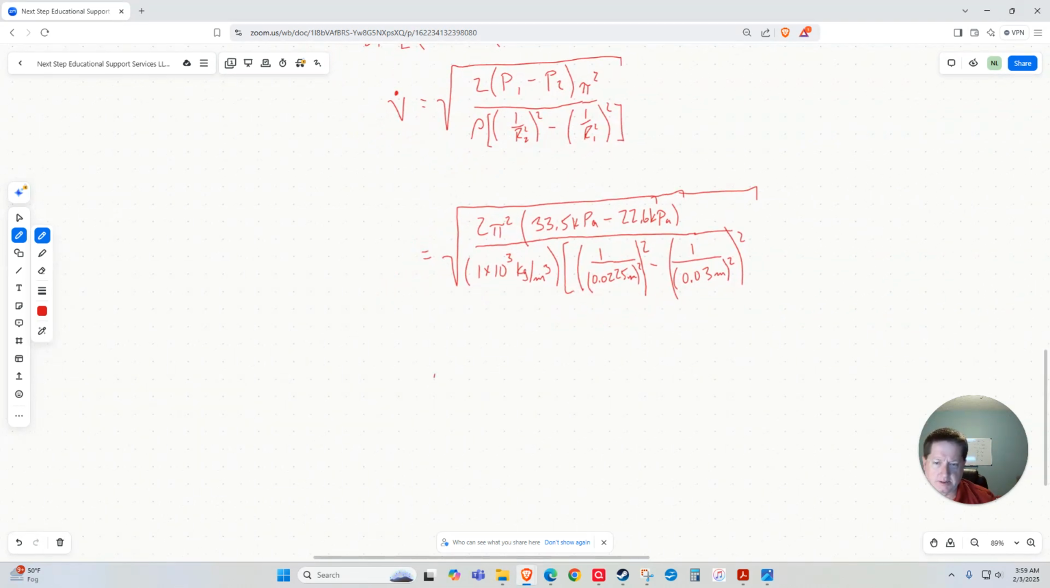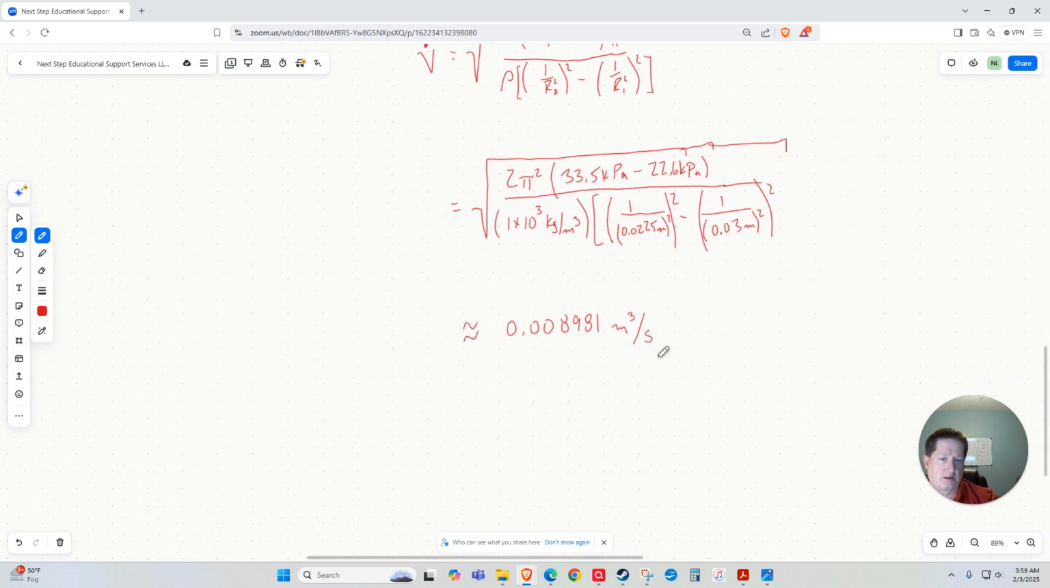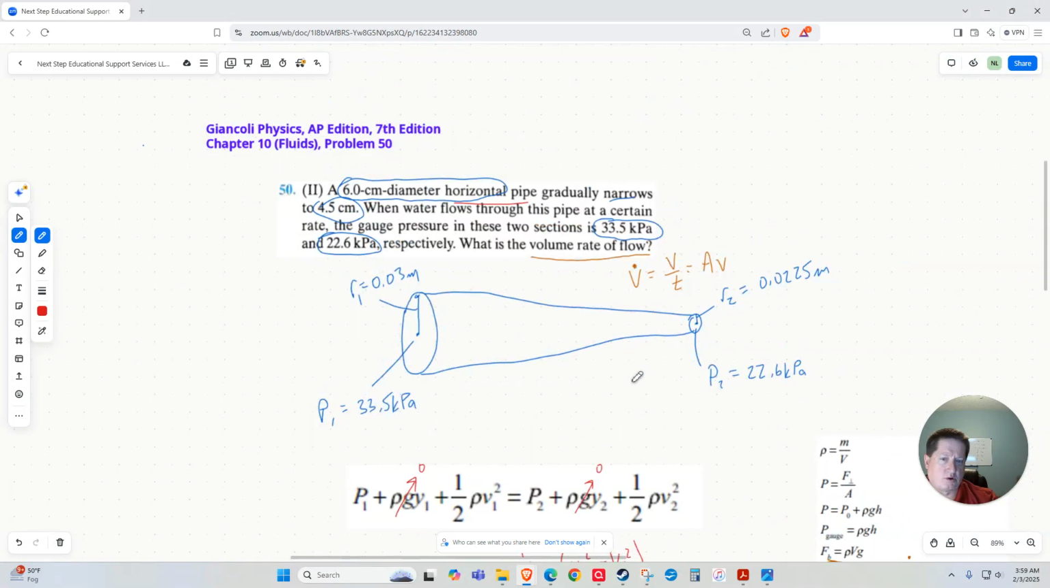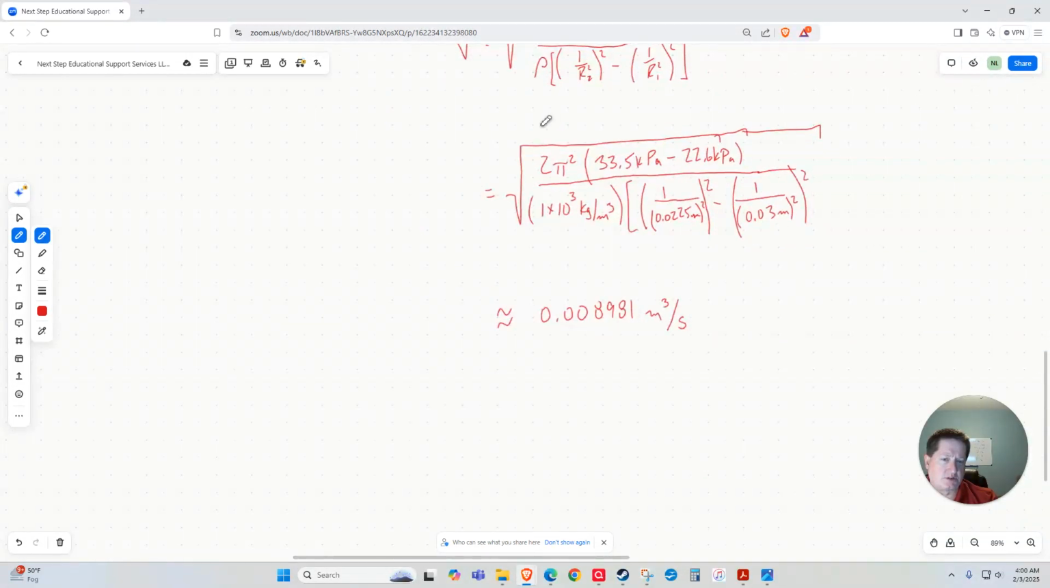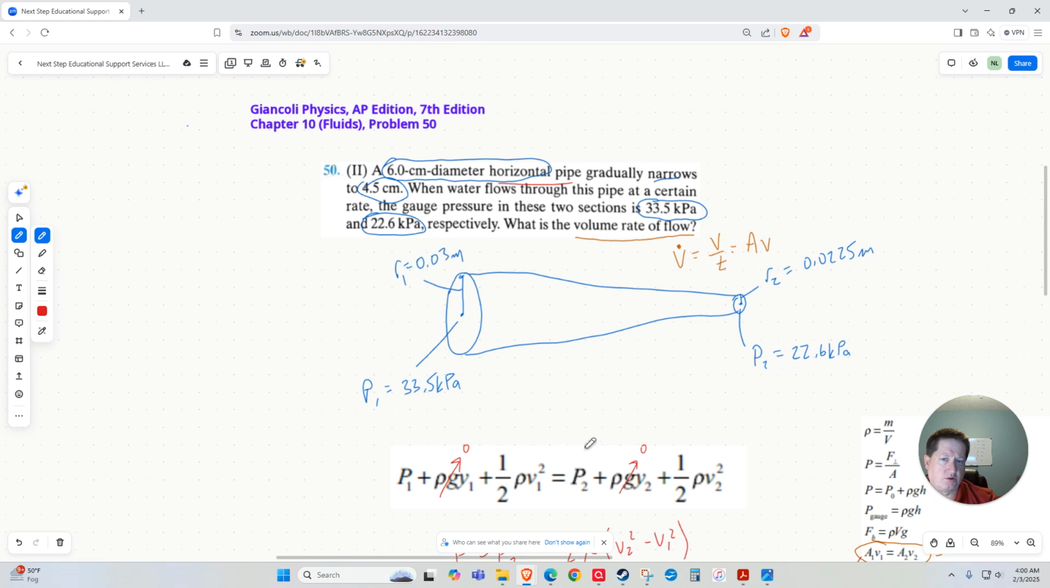Okay, after entering that hot mess into the calculator, you end up with 0.008981-ish. And again, by converting those to pascals rather than kilopascals, and that all being SI units, we're going to get the SI unit for volumetric flow rate, which is cubic meters per second. We can convert that to a different unit if you feel like it, but again, they didn't really specify the units they wanted. And these are the SI units. We'll just leave that in that unit.